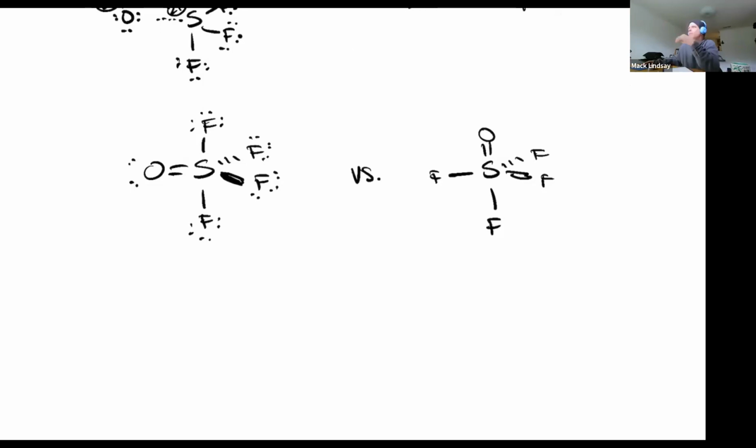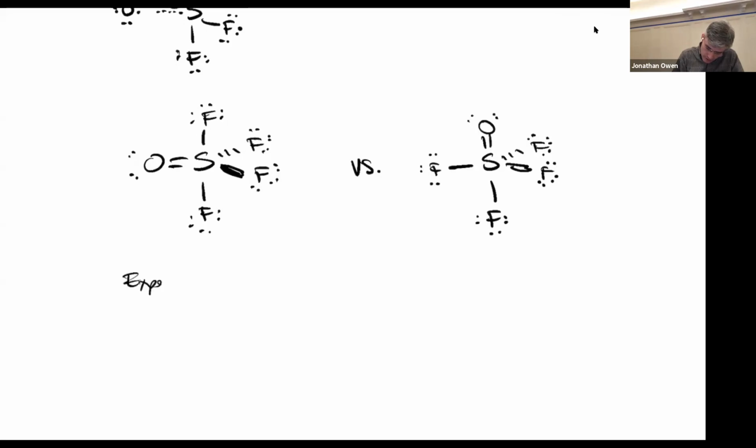Sorry, can I ask a question, Professor? Sure, go ahead, Mac. So we're looking to see if the lone pairs are equatorial or axial, right? Well, there's no lone pairs in this structure. Right. So are we looking to the oxygen to see if the oxygen is equatorial or axial? Yeah, those are the two possible structures to consider. And one of them is the experimental structure. Many of you like the molecule on the left, many of you do not. The structure on the left is the experimental structure.